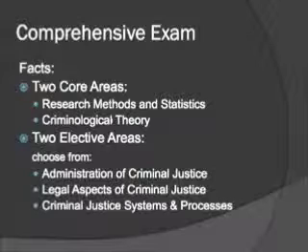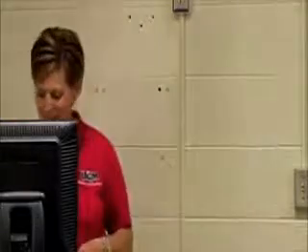That would be the morning session portion of the comprehensive exam. Then in the afternoon section, you have two elective areas. So you get to choose from these three, either administration of criminal justice, legal aspects, or criminal justice systems and processes. For each of these sections, you have 3 hours to complete the two questions. And we'll talk a little bit about that later.